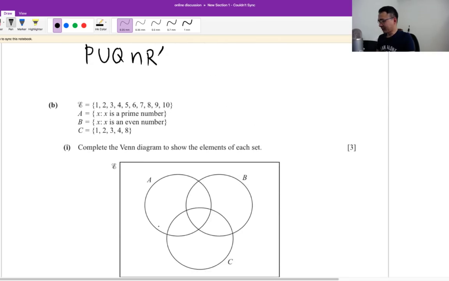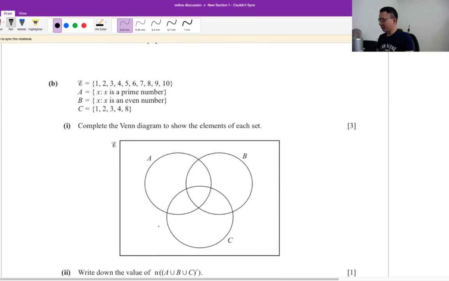Okay, for the second part, complete the Venn diagram. They give you 3 marks. So basically, in order to complete the Venn diagram, you need to know what A is here. A basically is a prime number, isn't it? So the prime numbers you have are 2, 3, 5, 7. Just remember, prime numbers always start with 2. It does not start with 1. And 9 is not a prime number. And B is an even number, so we have 2, 4, 6, 8, and 10.